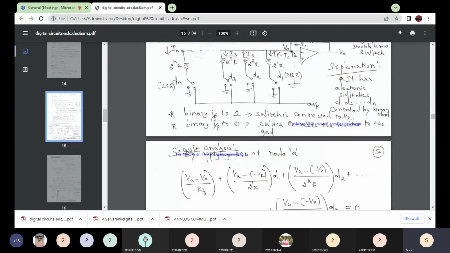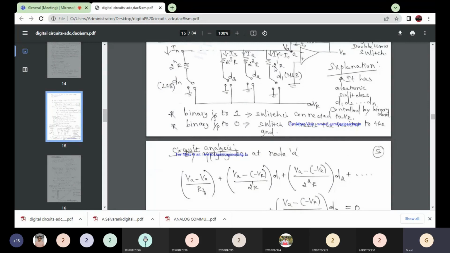What is VA here? We denote the voltage as VA. So VA minus V naught, divided by the feedback resistance RF. Then we have VA, with the switch in the right position. Right position means the binary input is 1, which is connected to the reference voltage minus VR. So VA minus V naught divided by the feedback resistance. The next one is VA minus of minus VR, because the reference voltage is negative, divided by the binary weighted resistance.